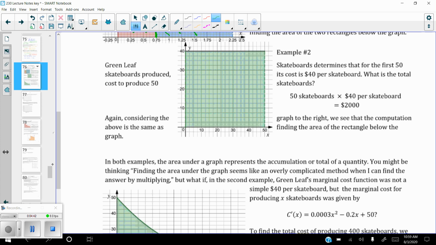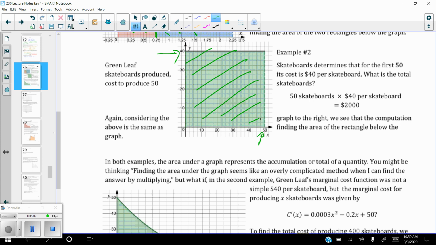Same general idea. 50 skateboards, which is down here, that's how many skateboards. It costs $40 per skateboard right there. I can figure out very easily just by multiplying 50 times 40 that we get 2,000. That is the area of that particular rectangular shaded region.